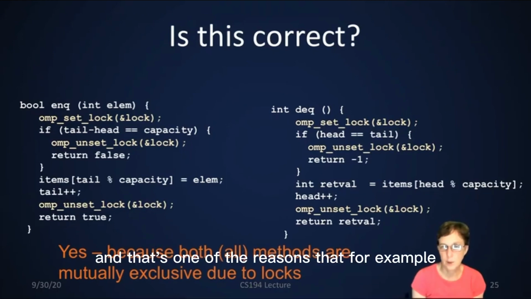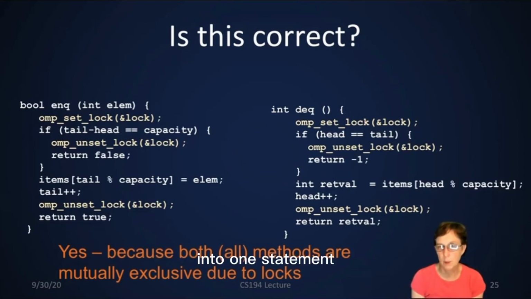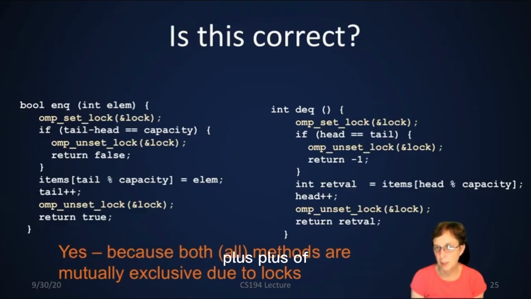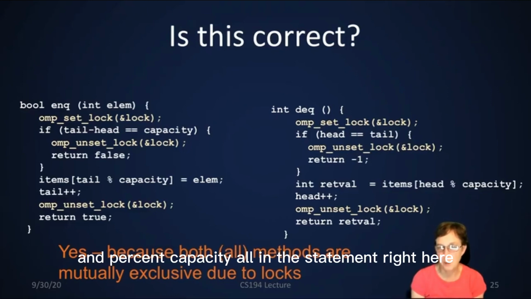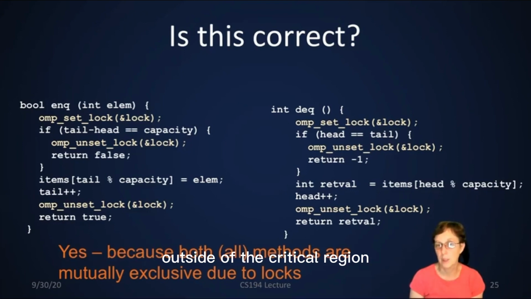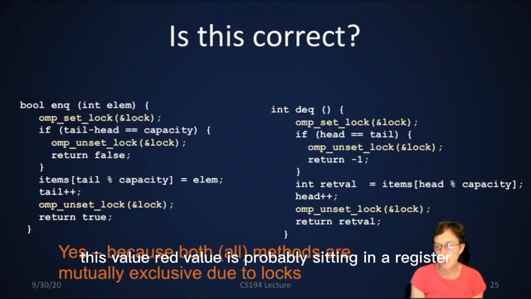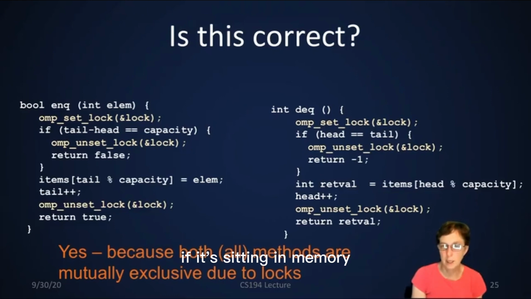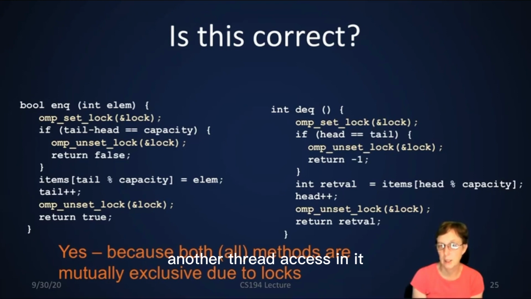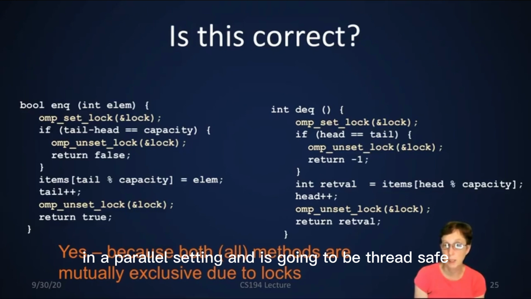And that's one of the reasons that, for example, over here in the DQ, rather than taking this, I could have put all of this into one statement that said return items of head++ and % capacity, all in this statement right here. That would have meant that a bunch of the accesses to shared variables were actually happening outside of the critical region, after the lock has been released. So that's why this value, ret value, is probably sitting in a register. If it's sitting in memory, it's sitting in memory that's private to this particular method, so I don't need to worry about another thread accessing it. So that's intuitively why this code is going to work in a parallel setting and is going to be thread safe the way I've implemented it.